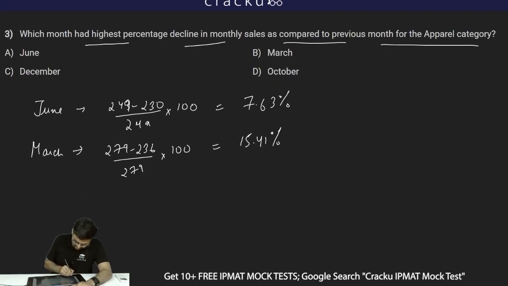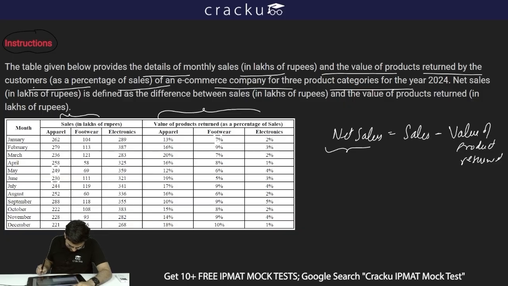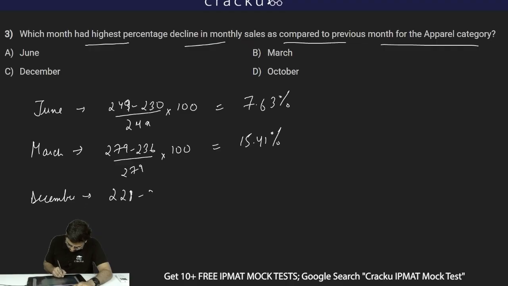Now we have to find out for December. So again we'll go back to the table. For December it is 221 lakh and for November it was 228. So the decline is 228 minus 221 divided by 228 into 100. This will be equal to 3.07%.